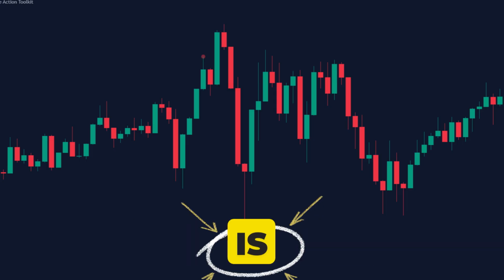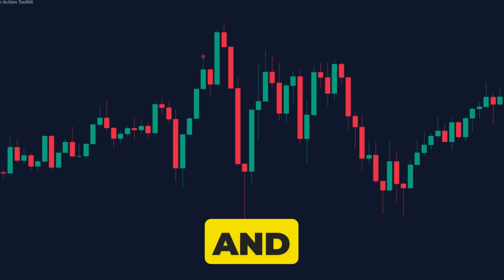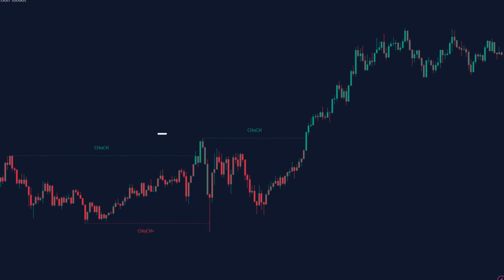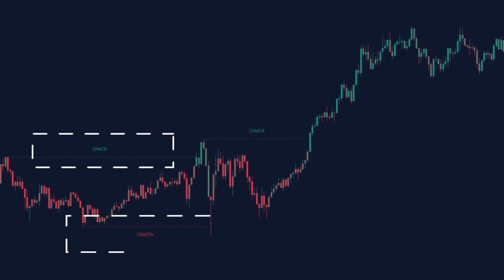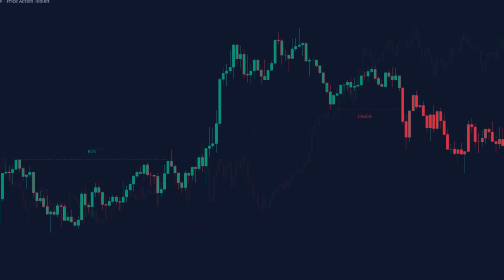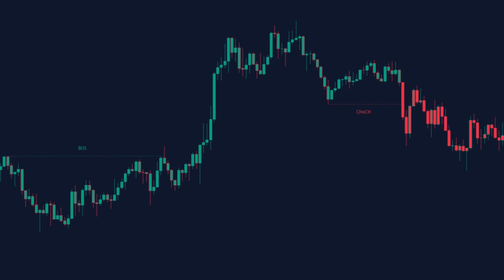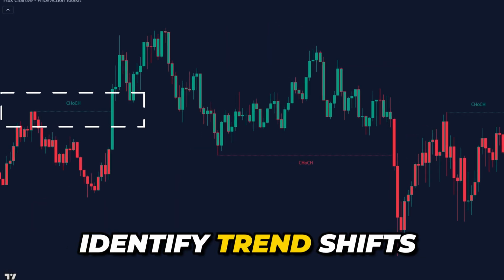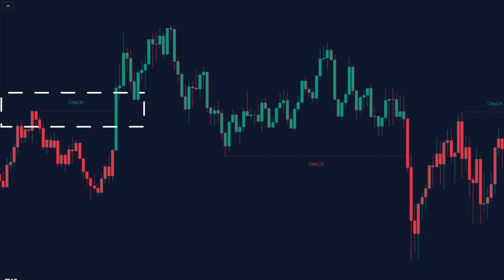Understanding market structures is crucial for recognizing trends and reversals. The Price Action Toolkit detects and plots break of structure, BOS, change of character, CHoCH, and change of character plus, CHoCH plus, all automatically. This feature helps you identify trend shifts without the need to manually track every move.